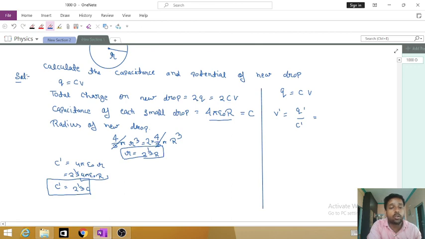Q dash, the new charge, is 2Q, meaning 2CV. So V dash is 2 into C into V divided by C dash, and the value of C dash we have calculated is 2 power 1 upon 3 times C. C and C will get cancelled, and V dash will become 2 power 1 minus 1 by 3, which is 2 power 2 by 3 times V. This is the potential of the new drop.